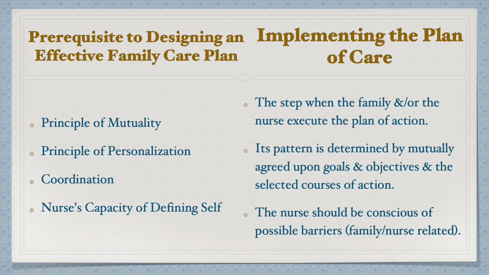Then, the coordination. We have to coordinate with other members of the health team and other agencies involved. Harmonizing services prevents confusion and promotes performance of desirable behaviors. Then last but not the least, we have the nurse's capacity of defining self. Many times, the demands of family health care will be greater than the resources available to the nurse and the family as well.